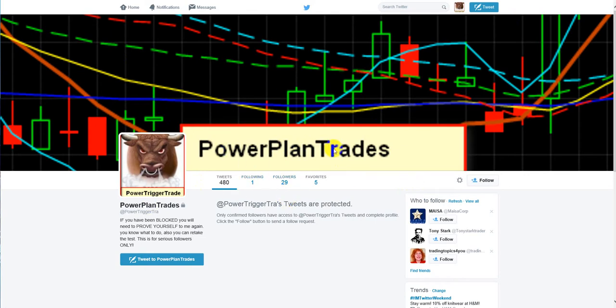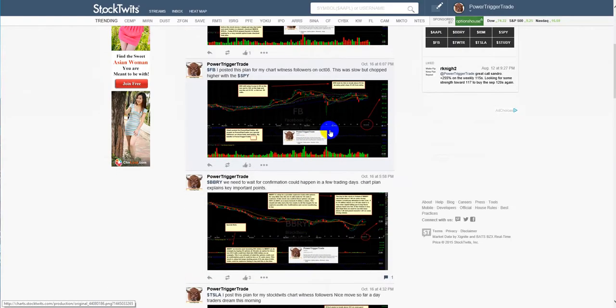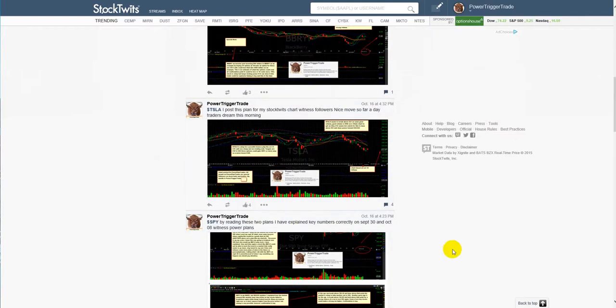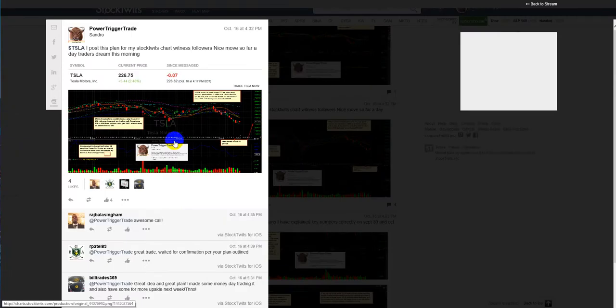So these are Power Plan Trades, an extension of Power Trigger Trade. And it's stuff like you see here, for example this Facebook trade, this Tesla trade. These were posted on Power Plan Trades, and you can see for yourself, right? Let's take a look at this one here. This is a typical kind of trade that I usually post.